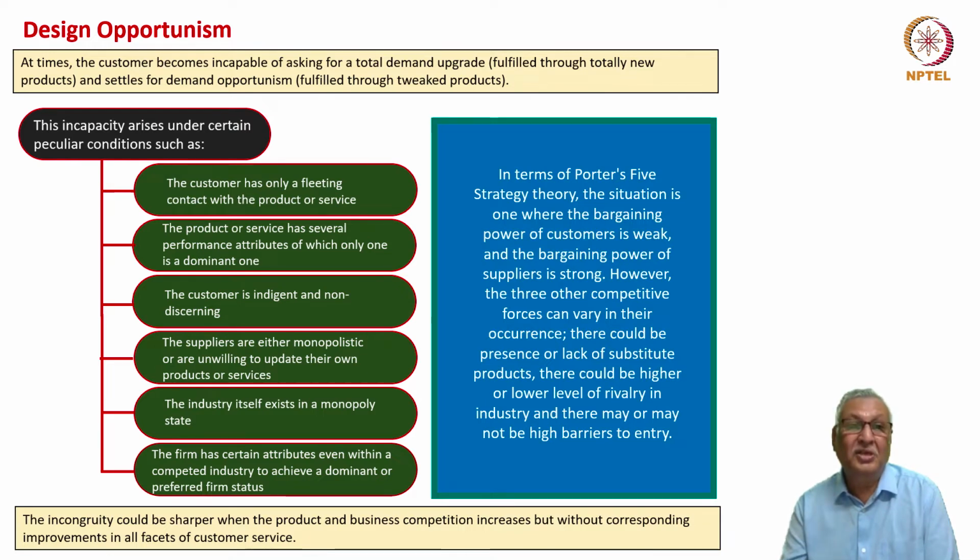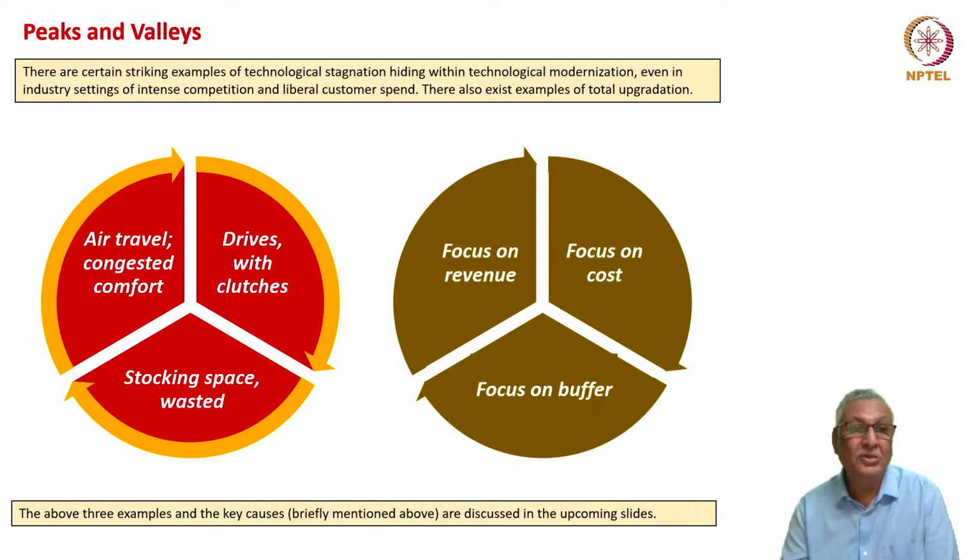Desirable design evolution should not be opportunistic. It should be holistic, wholesome, and should include product as well as the process. It should include the style as well as the substance. There are peaks and valleys in how technological evolution takes place. There are certain striking examples of stagnation hiding within technological modernization, even in industry settings of intense competition and liberal customer spend. There also exist examples of total upgradation.